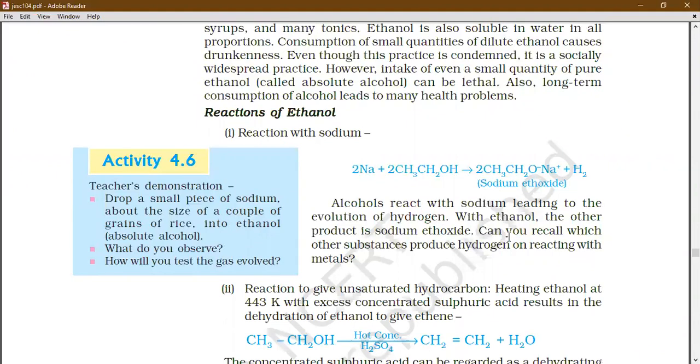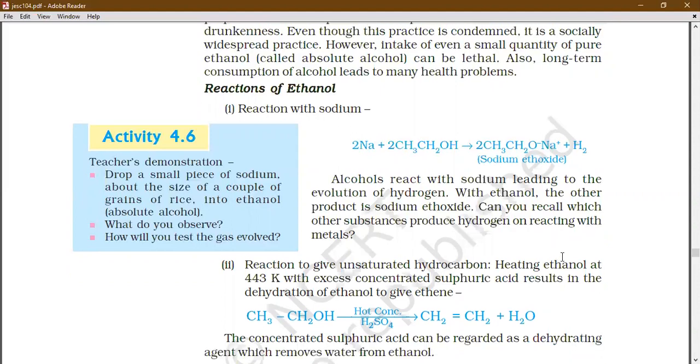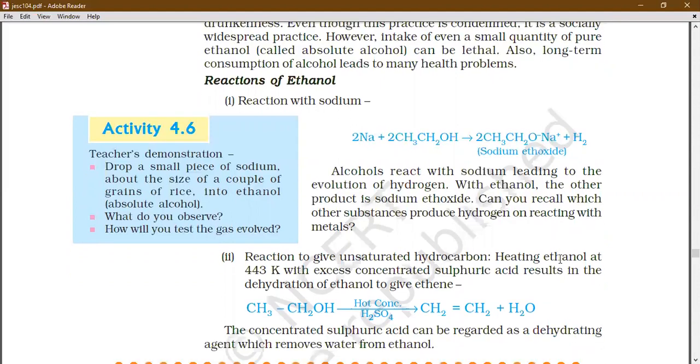Reactions of ethanol. Reaction with sodium. 2Na plus 2CH3CH2OH gives 2CH3CH2ONa plus H2, which is sodium ethoxide. Alcohols react with sodium, leading to the evolution of hydrogen. With ethanol, the other product is sodium ethoxide.